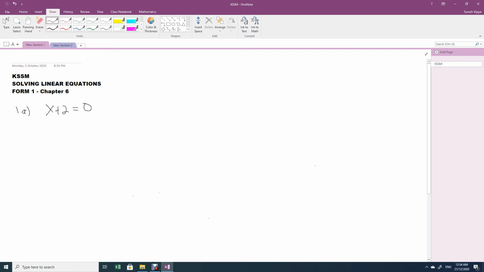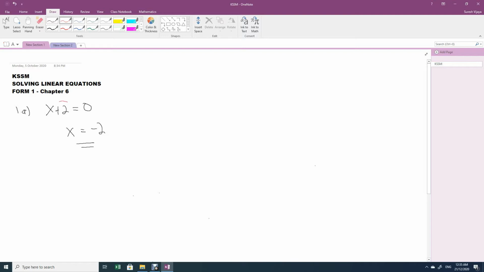Let's say we have an equation that is x plus 2 equals to 0. So how do we normally solve this? We call it x equals to -2. How did we get x equals to -2? To solve a linear equation, we must leave the x value at the one side, and the remaining of the work out at the other side.